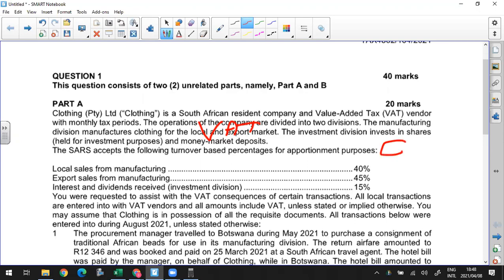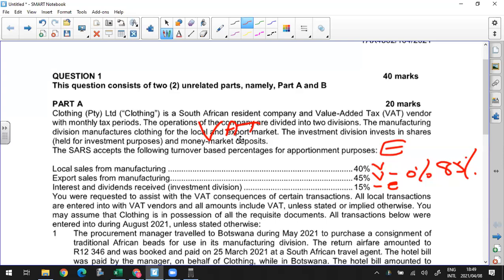That is exempt. It says SARS accepts the following turnover-based percentages. Local sales, VATable. Export sales, is that VATable or not? Yes, it is VATable, but at 0%. And interest and dividends are exempt. Therefore, we are 85% VAT registered. So please, exports are still classified as VATable supplies because your VAT is charged at 0%.